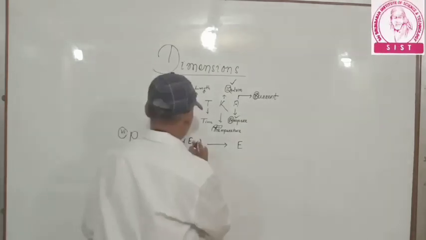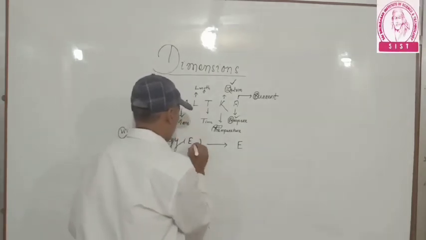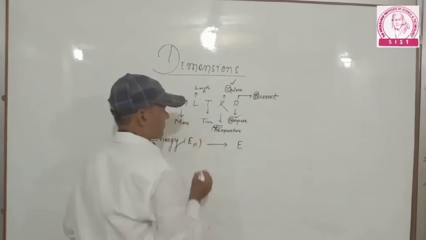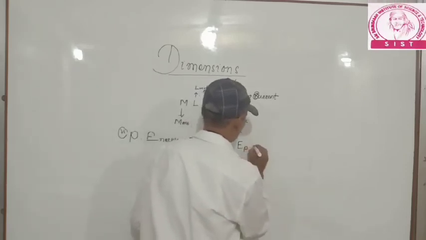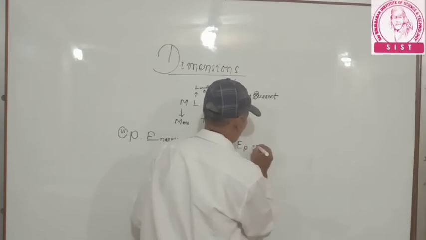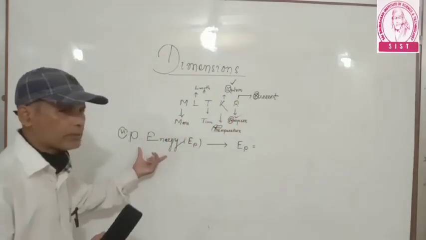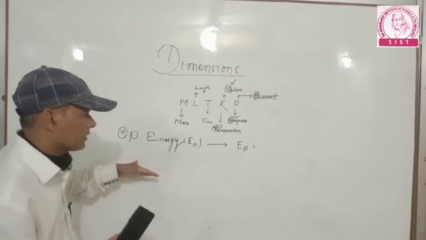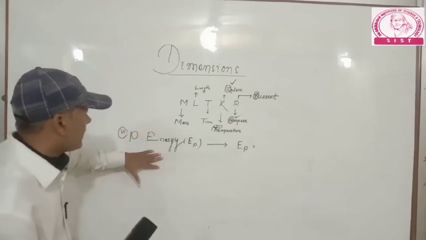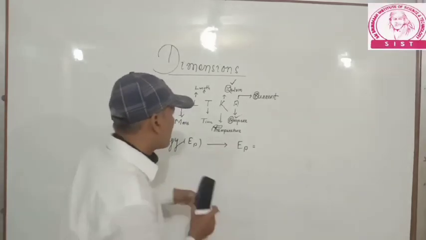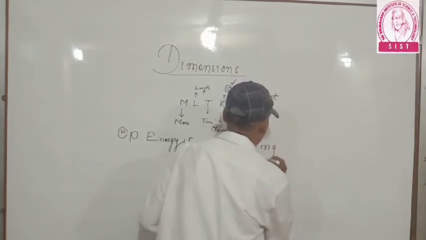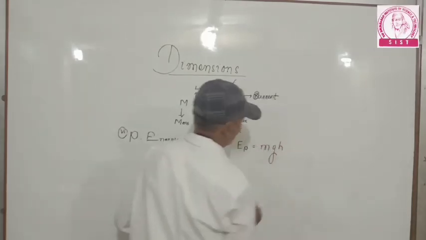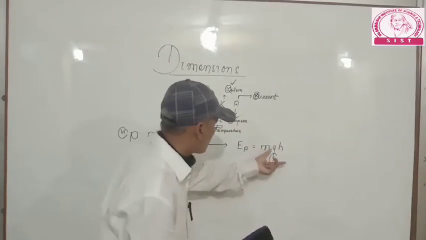So we can write it is EP. EP is equal to, potential energy means स्थितिज शक्ति. That was kinetic energy, this is potential energy. So what is EP? EP is equal to mgh. You know EP is equal to mgh.